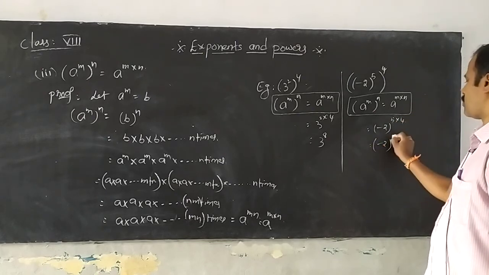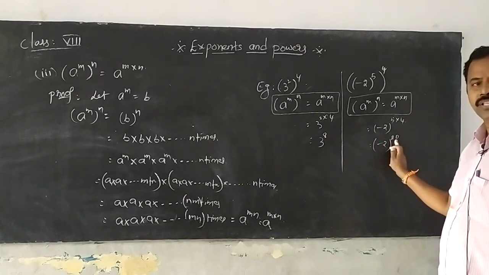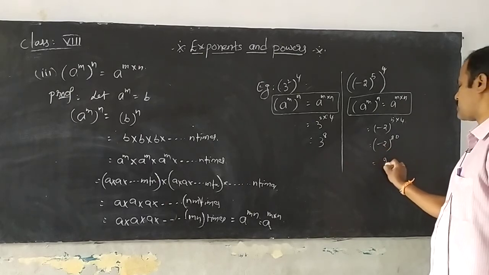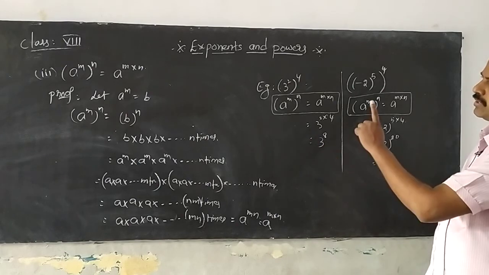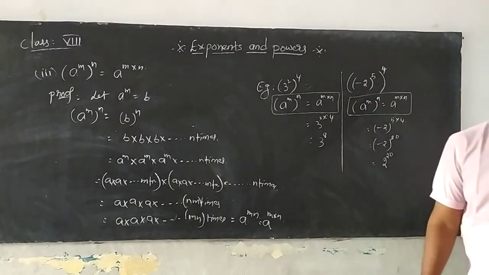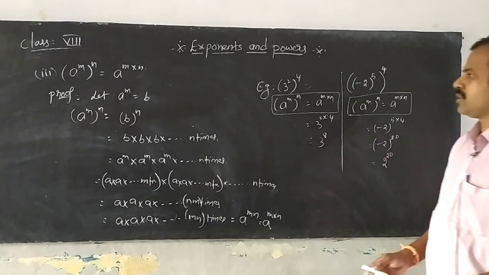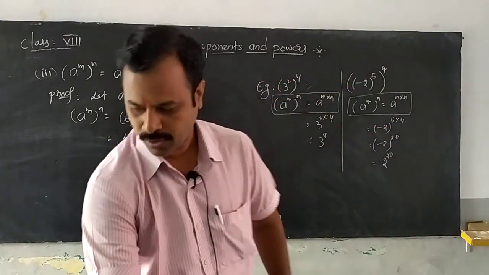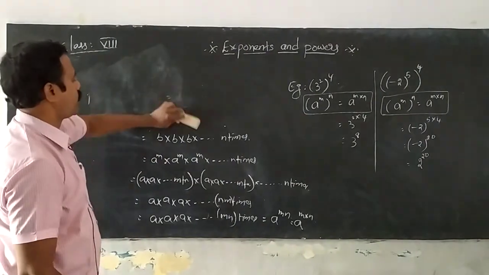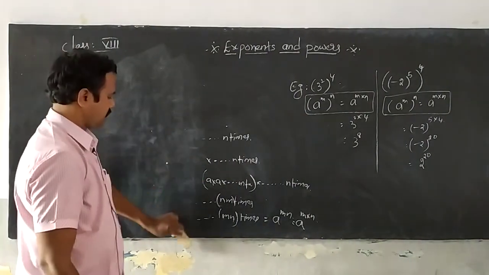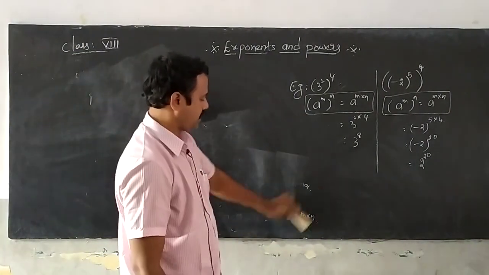So minus 2 whole power 20. As 20 is an even number, this minus becomes plus. So 2 power 20. This is about the third formula we have here. Next we go to the fourth formula. What is the fourth formula? The fourth formula is a power 0 is equal to 1.